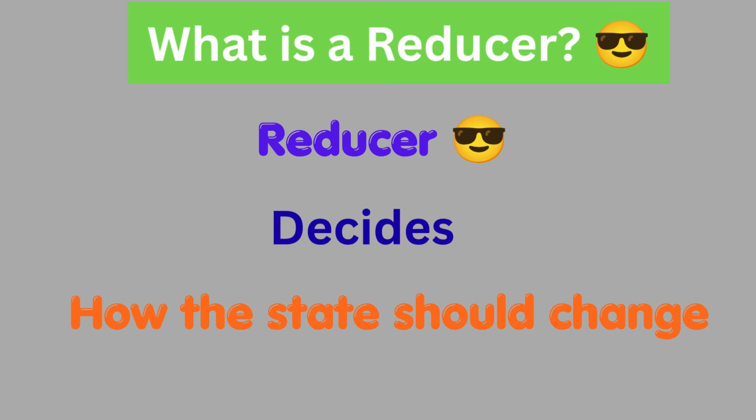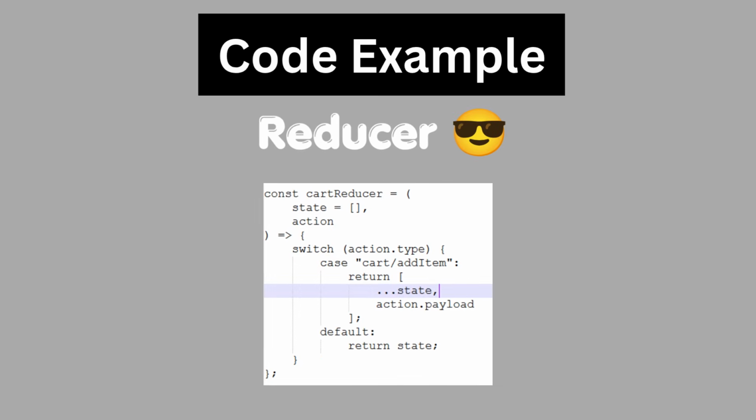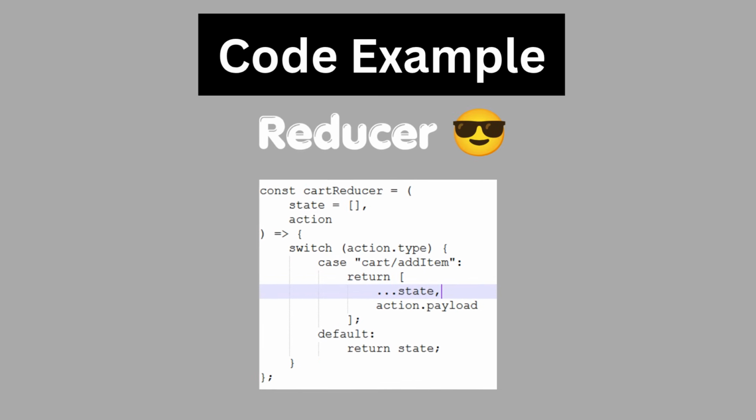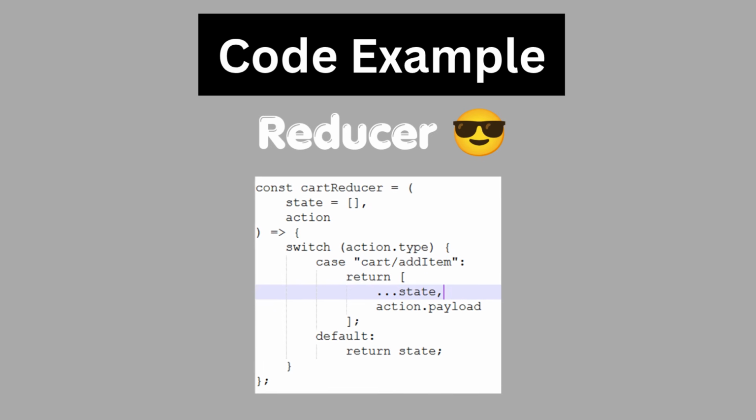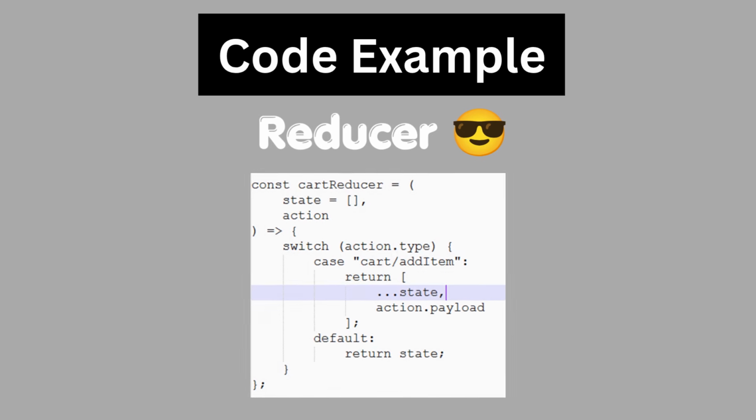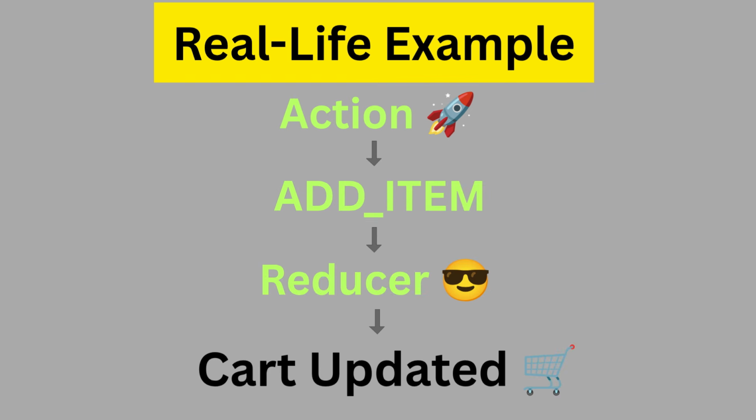The reducer is a function that updates the data. It receives the current state and an action. Based on the action, it updates the state and returns a new state. Here, when the action type is CART_ADD_ITEM, the reducer adds a new product to the shopping cart and returns the updated state. Think of the reducer as the decision maker. It looks at the action and decides how the application state should change.